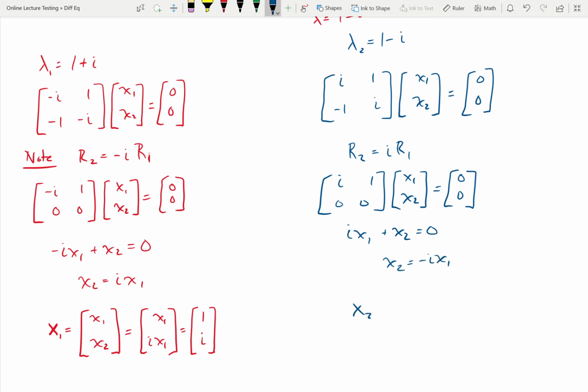Like before, our eigenvector for this one is x1, x2, and a way we can write that again is x1, negative i x1. To get a non-trivial value, we let x1 equal some easy number, so we're going to let it equal 1, and we get 1, negative i. Notice the relationship of x1 and x2 to the eigenvectors. The eigenvalues are a conjugate pair, and in fact the eigenvectors also are conjugate pairs in this case.